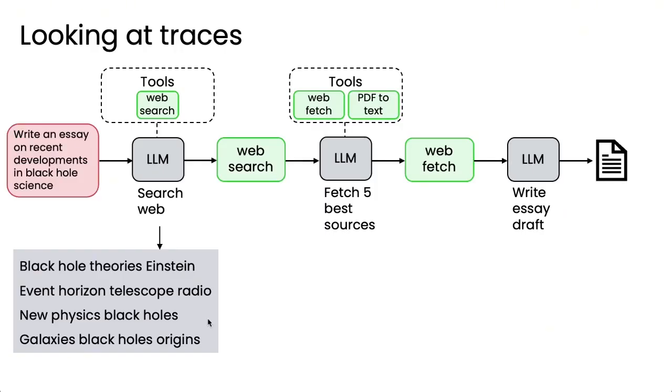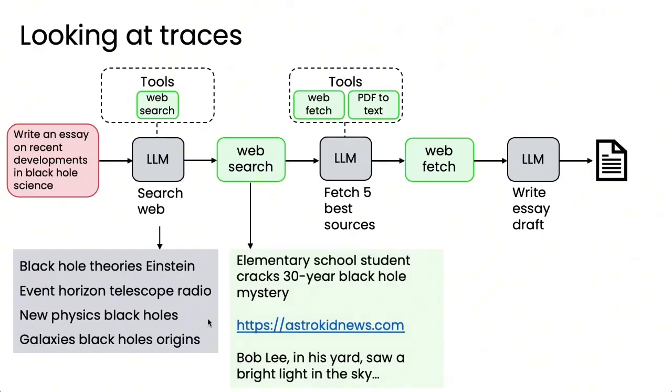Then I look at the outputs of the web search and look at the URLs returned. So web search would return many different web pages, and maybe one web page it returns is that an elementary school student claims to crack a 30-year-old black hole mystery from Astro Kid News. And this doesn't look like the most rigorous peer-reviewed article. And maybe examining all of the articles that web search returns causes you to conclude that it's returning too many blog or popular press types of articles and not enough scientific articles to write a research report of the quality that you are looking for.